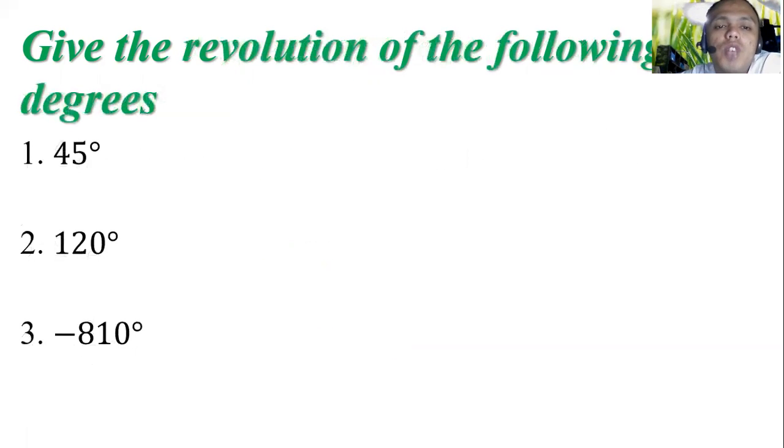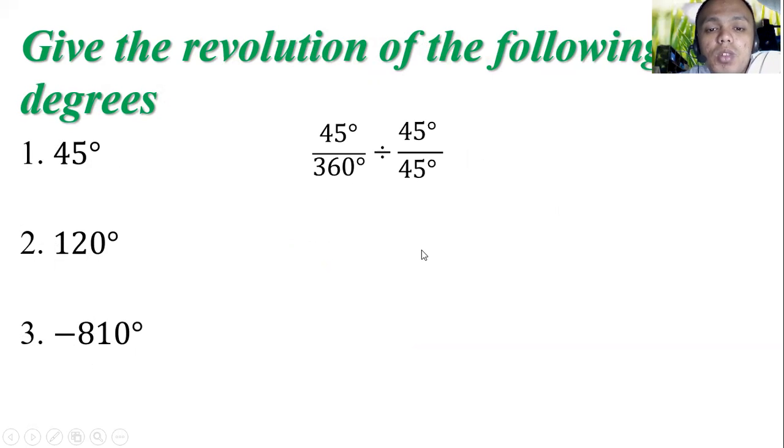Next, now give the revolution of the following degrees. This time it is from degree to revolution. Now we have 45 degrees. Divide by 360 degrees, then get the lowest term. The common factor is 45. 45 divided by 45 is 1, and 360 divided by 45 is 8. So we have 1/8 revolution for 45 degrees.